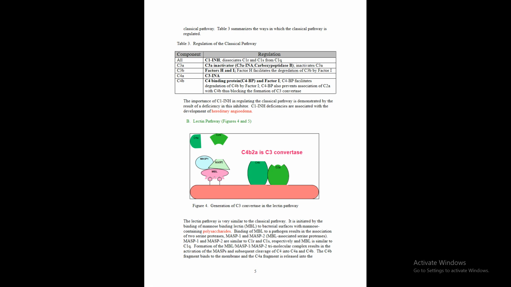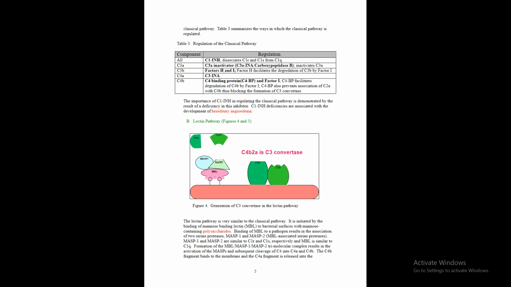The lectin pathway is very similar to the classical pathway. It is initiated by binding of mannose binding lectin to bacterial surface. Here is the bacterial surface, and this is the mannose binding lectin. It is initiated by binding of mannose binding lectin to bacterial surface with mannose containing polysaccharide. In the classical pathway, the activator was the antigen-antibody complex. This type of activation in lectin is mediated by polysaccharide. The binding of MBL to the pathogen results in association of two serine proteases, MASP1 and MASP2, and these are similar to C1r and C1s respectively.